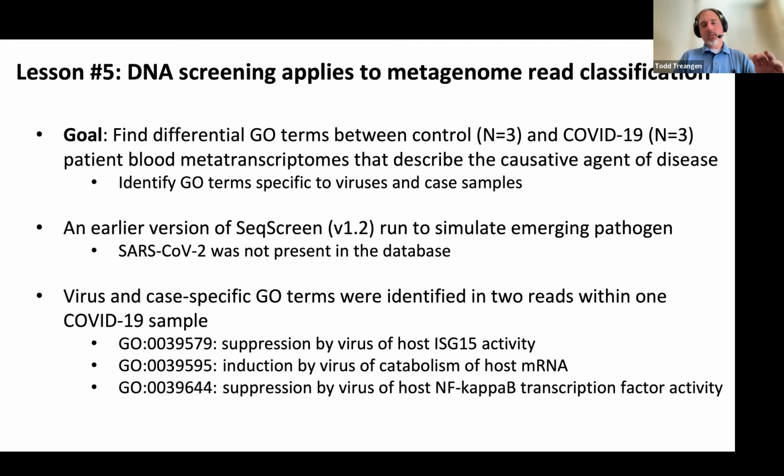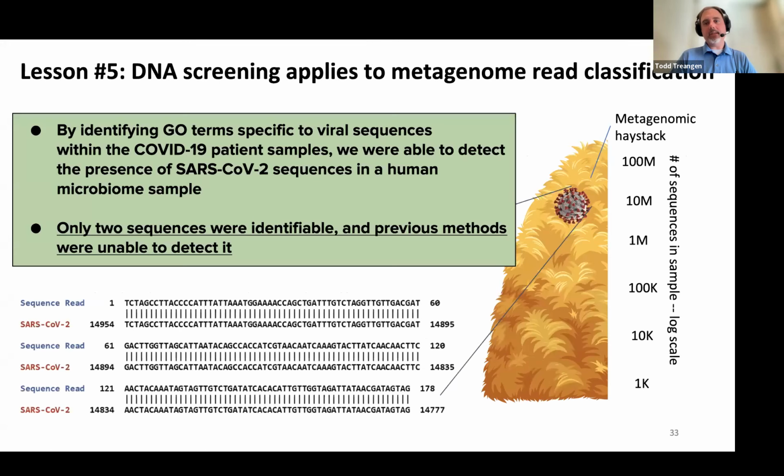Okay, and really what we're going to look at is gene ontology terms tied to a FunSoC, specific to suppression by virus of host, induction by virus of host mRNA, and suppression by virus of host NF-kappa B. So we're really looking for the FunSoCs that have these gene ontology terms. So we ran it on this metatranscriptomic data set.